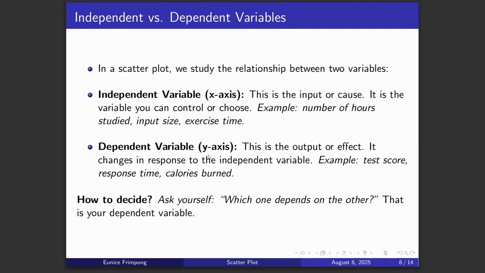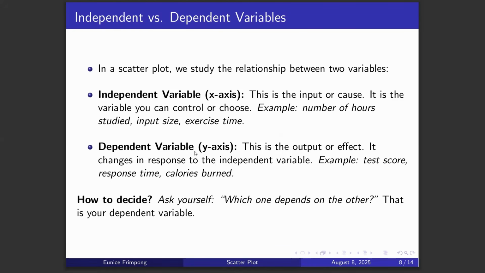When we talk about a scatter plot, we talk about two important variables. We study the relationship between these two variables. The first one is the independent variable, which we plot on the x-axis, and the dependent variable, which we plot on the y-axis. The independent variable is the input or the cause. It is the variable you can control or choose. For example, the number of hours you study, or the amount of time you use to exercise.